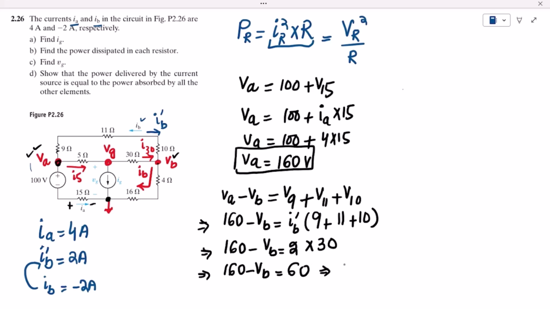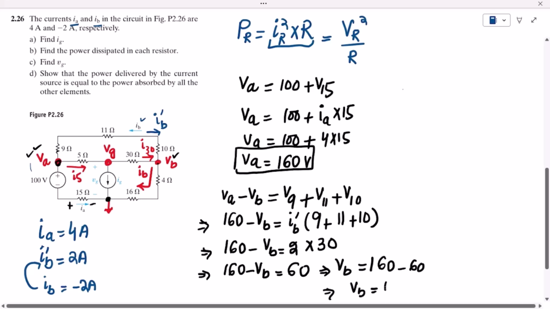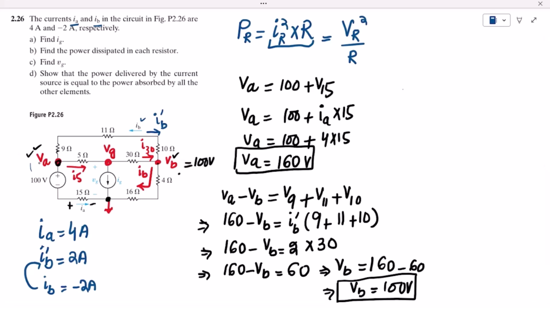Finding it out, the value of VB is 160 minus 60, so VB is 100 volts. So the value of VB is also known. This voltage is now 100 volts, and this is now 160 volts. These voltages are known. Now when this voltage is known, and this is 0, we can find out this current, which is I_B, that would be the potential difference divided by the resistor. So what is the value of I_B?